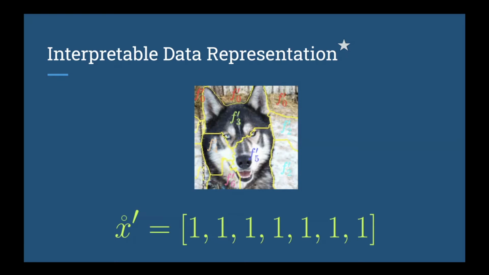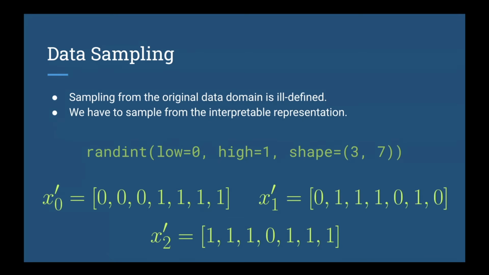Again, you can be a bit more creative about your interpretable data representation for images and try to make them as meaningful to humans as possible. So you may want to merge some of the regions, or you may even want to ask your user, your explainee, to draw boundaries on objects that would be interesting to see in the explanations. Again, sampling from the original image domain is ill-defined. So we need to sample from our interpretable data representation, which are just binary 0-1 vectors.